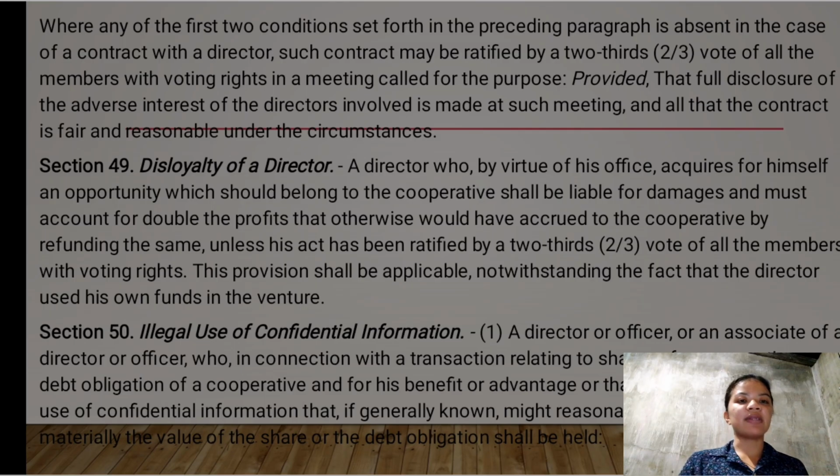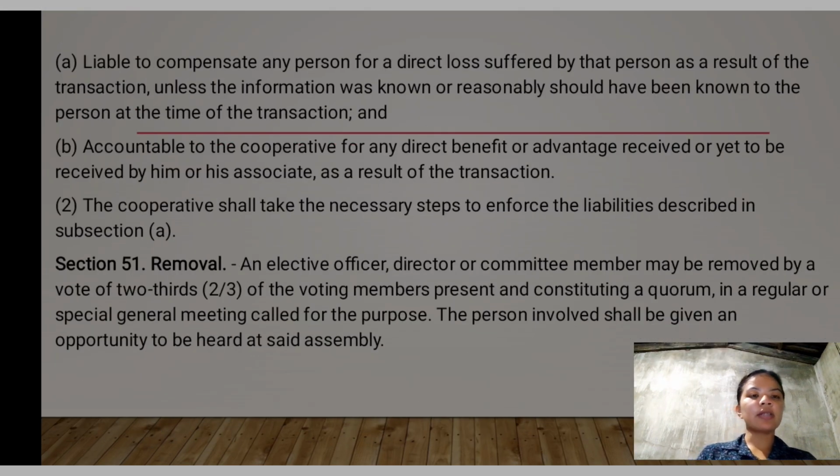Section 51 outlines the provision for the removal of an elective officer, director, or committee member in a cooperative. First, an elective officer, director, or committee member may be removed by a two-thirds vote of the voting members present and constituting a quorum during a regular or special general meeting called specifically for this purpose. Second, the individual facing removal must be given an opportunity to be heard at the meeting before the vote takes place, and this ensures due process and fairness in removing cooperative leaders.